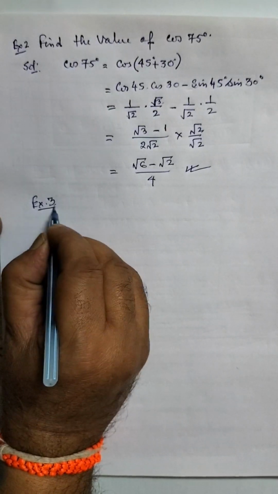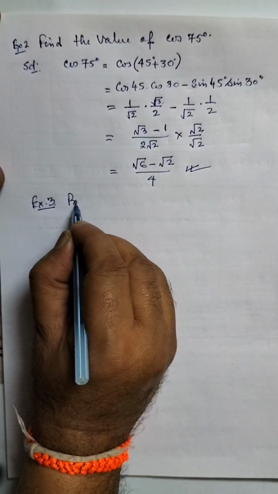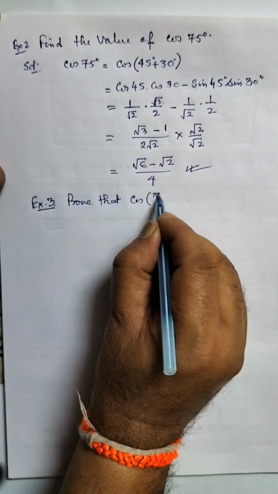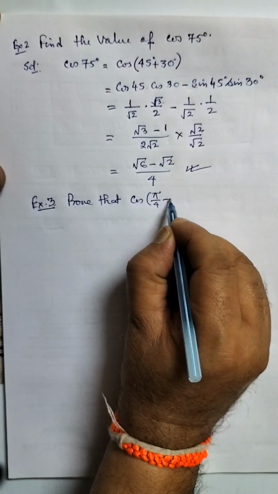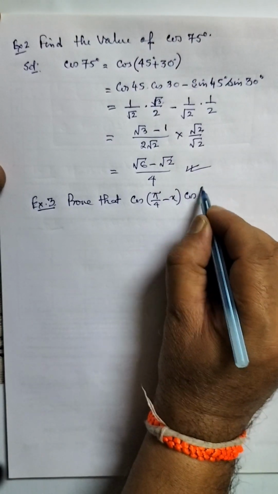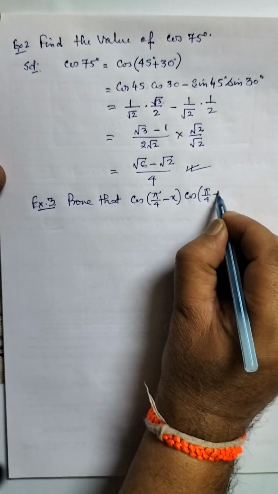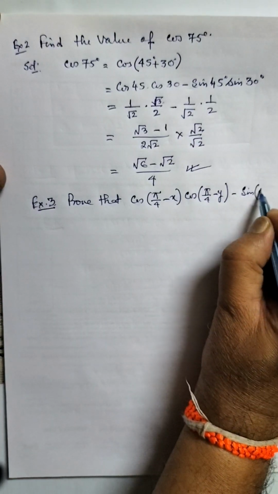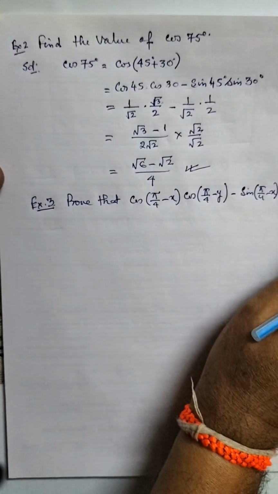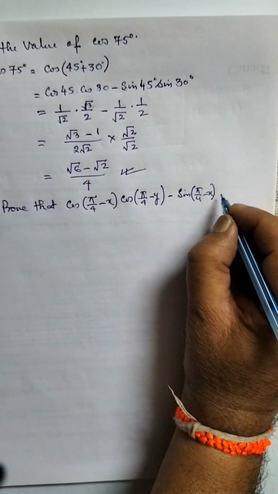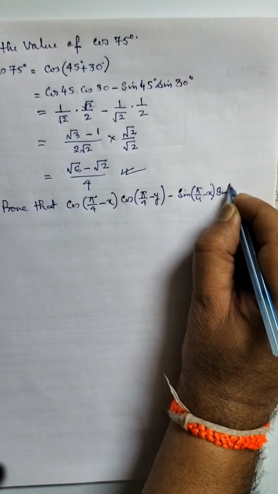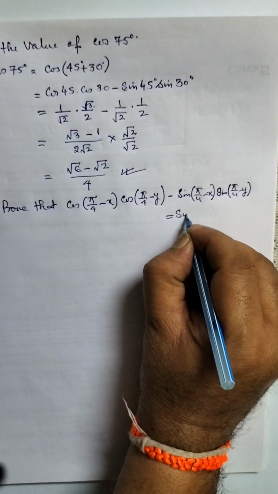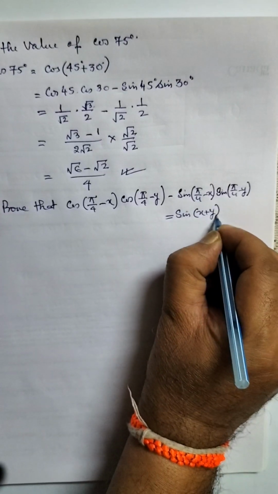Example 3. Prove that cos of pi by 4 minus x times cos of pi by 4 minus y minus sin of pi by 4 minus x times sin of pi by 4 minus y is equal to sin of x plus y.